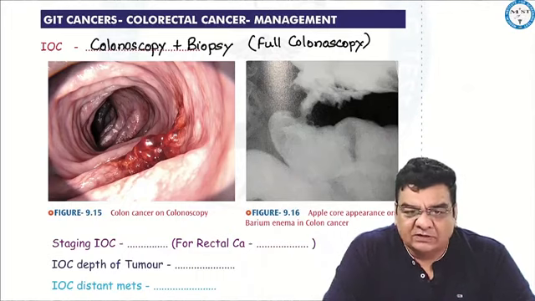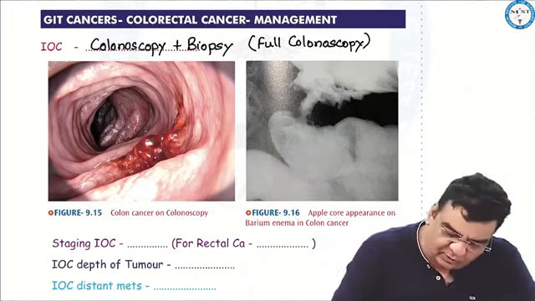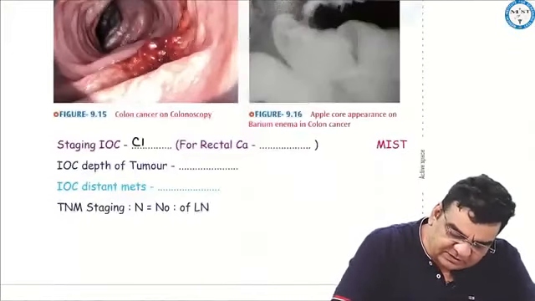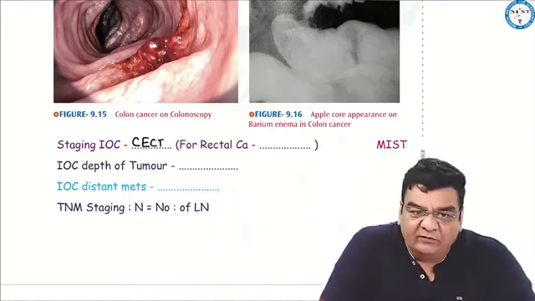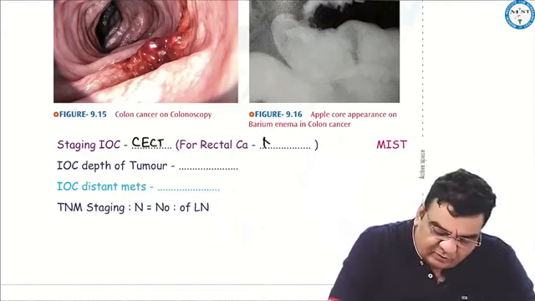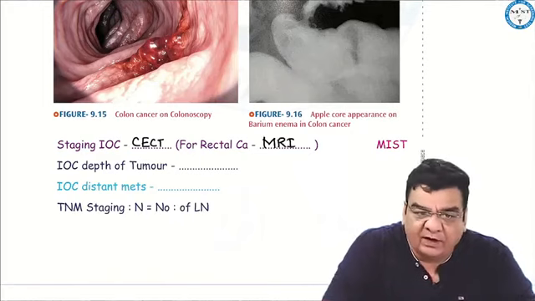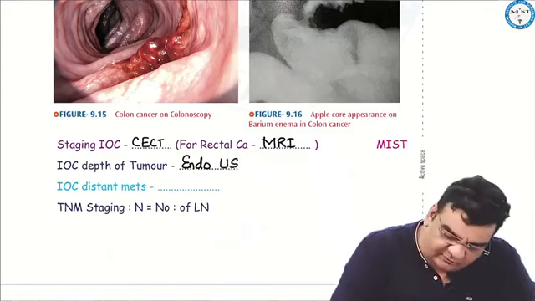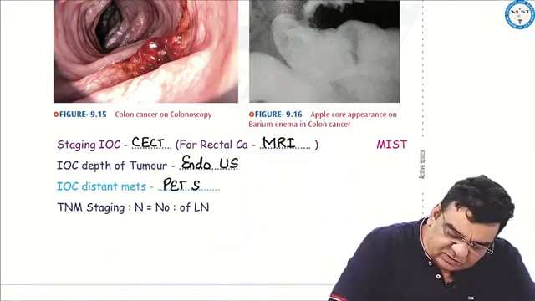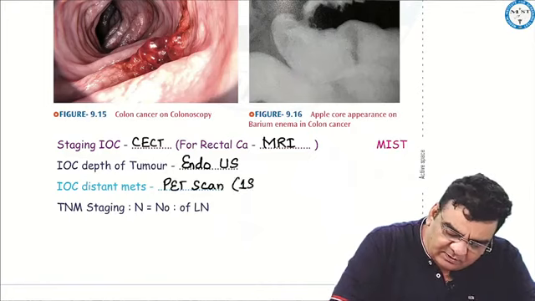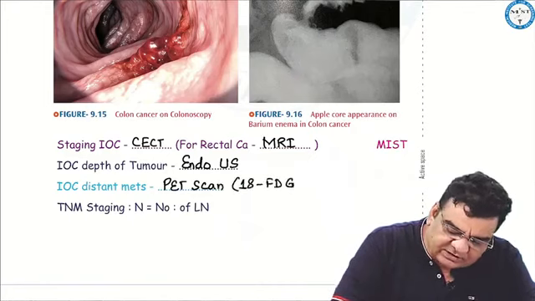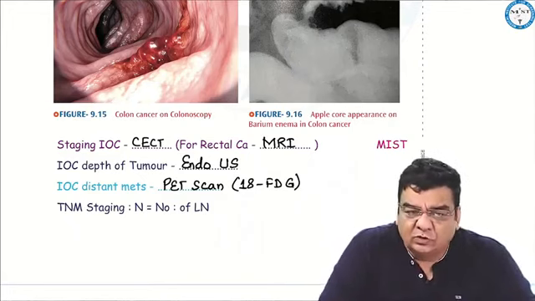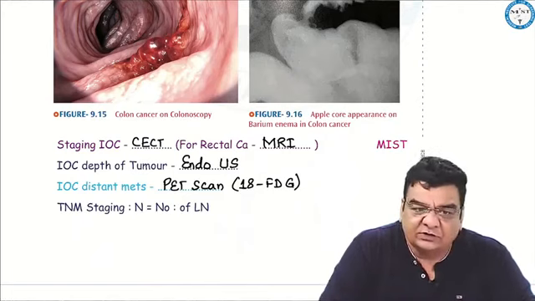So beta, once the diagnosis is made, staging: we know this is the abdomen. So in the abdomen, we are doing CECT. But if it is rectum or anal canal, that would be the pelvic area. So there we will be doing MRI. For depth of tumor, we know we can do endoscopic ultrasound. And for distant metastasis, the same story, beta, PET scan. This is how oncosurgery becomes so easy. Once we have understood the concept, then there is no confusion in choosing the different investigations.